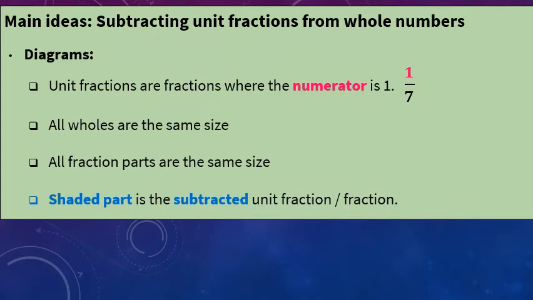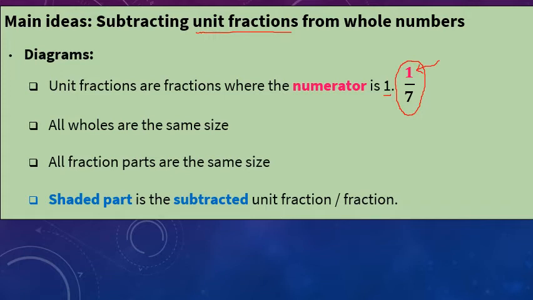Okay, and that's all there is for today. So wrapping up, we're subtracting unit fractions from whole numbers. Unit fractions are fractions where the numerator is 1. So here we've got 1/7. That's a unit fraction because the numerator is 1.